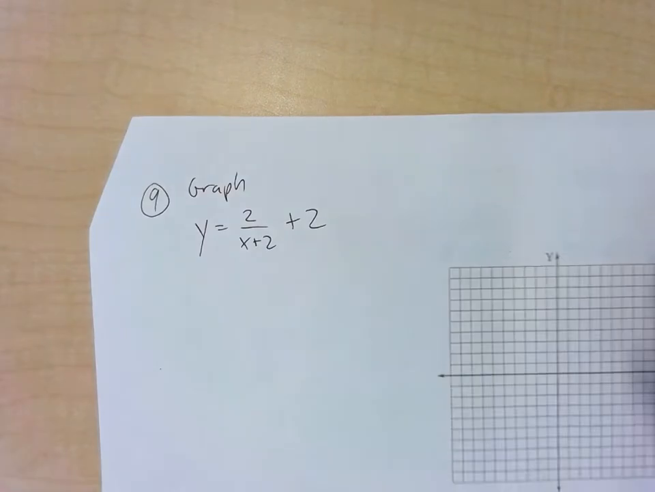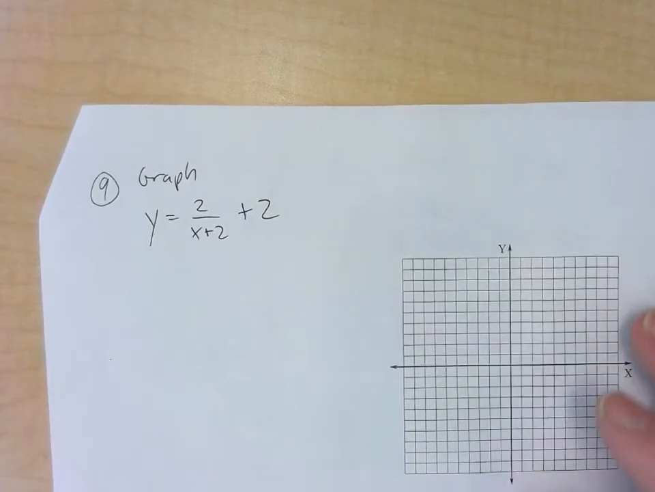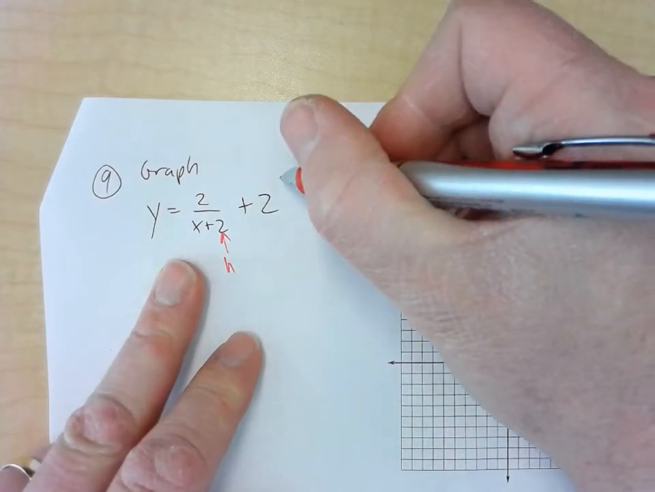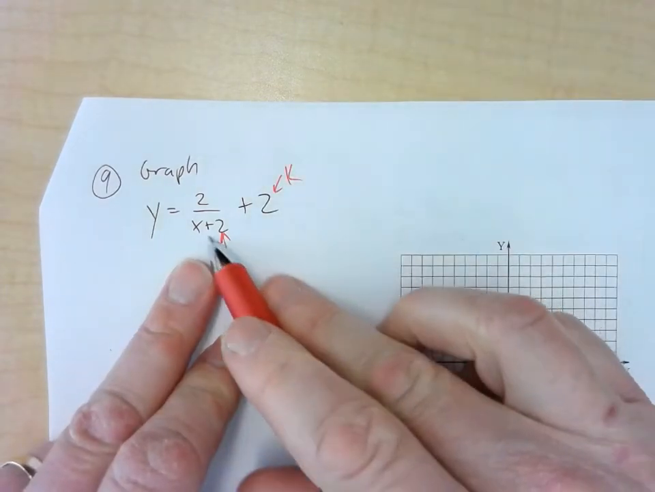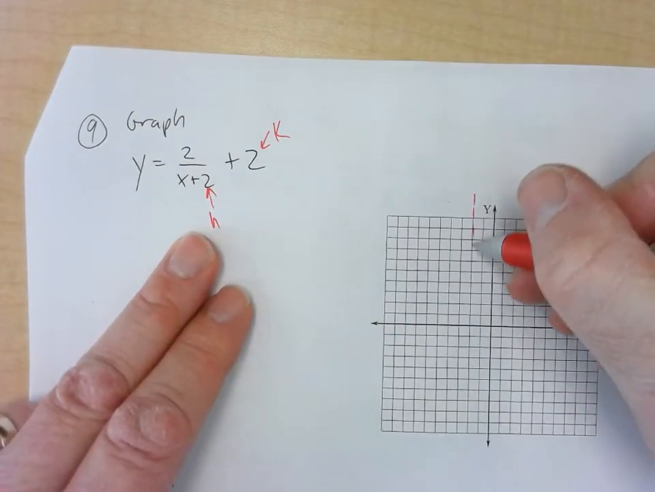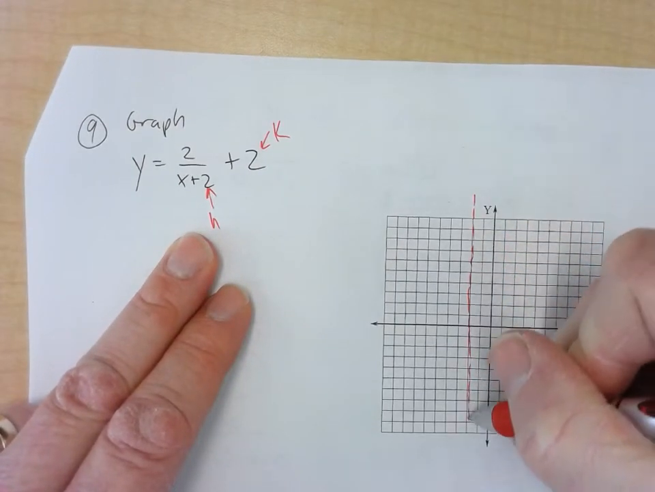Okay, now we're going to graph. This is the shifting. This was the h and the k business. There's your h, and then this is k. So it's 2 spaces to the left. So I'll make my vertical asymptote here. So it's 2 spaces to the left, and then 2 spaces up.